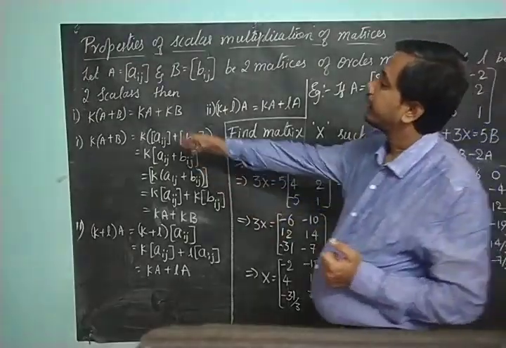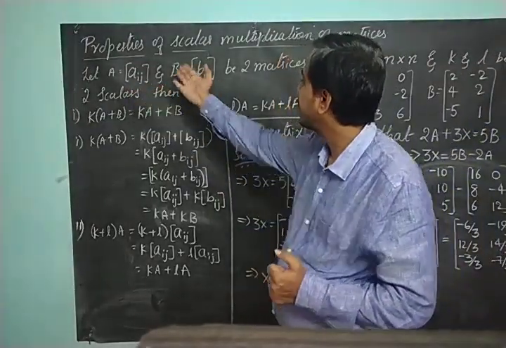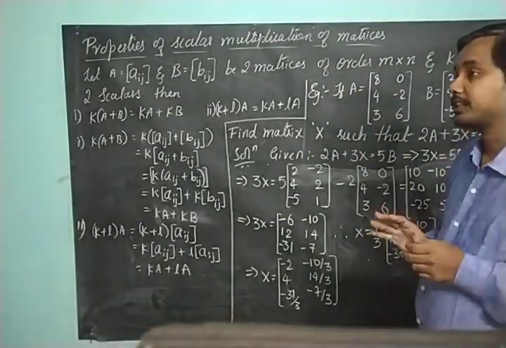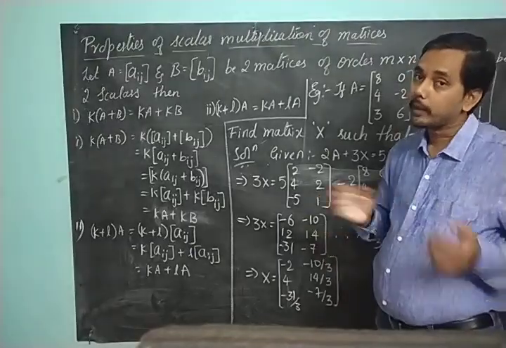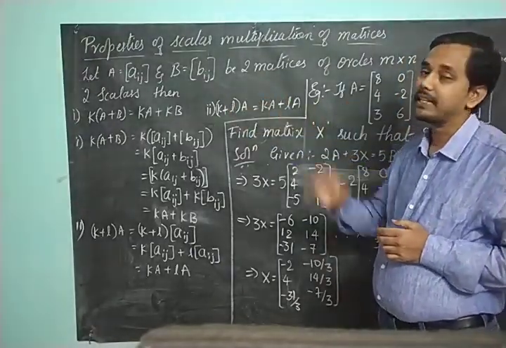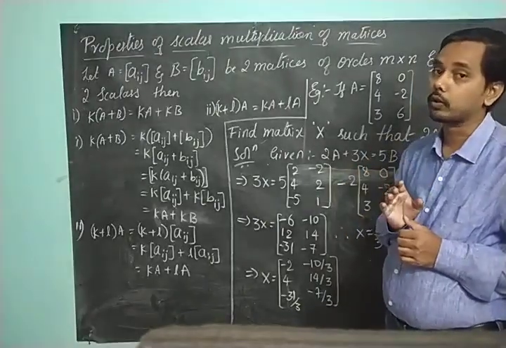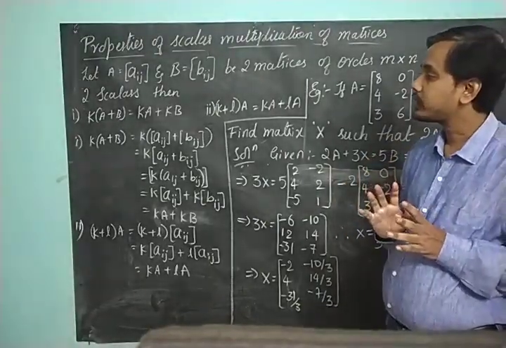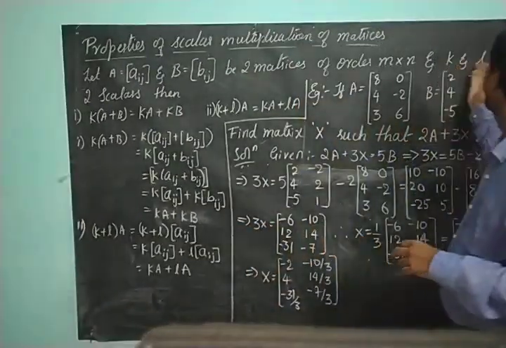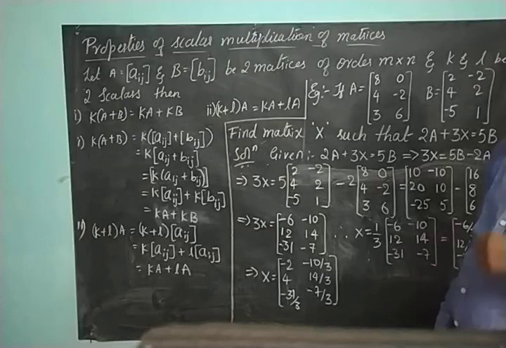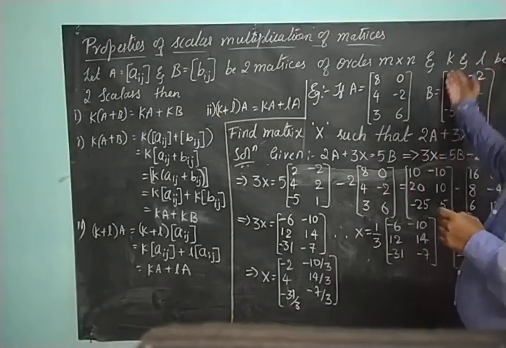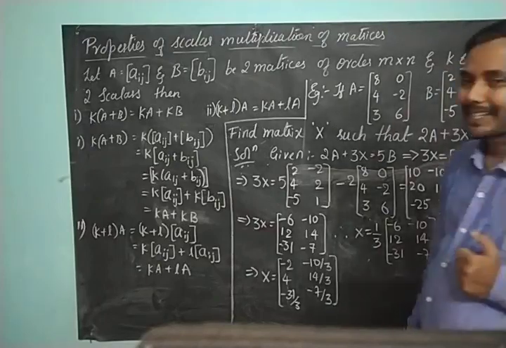If Aij and Bij are matrices A and B of order m cross n, the condition should be that both matrices are of the same order. Both are of order m cross n. And K and L are two scalars. What is a scalar? Any constant, any number, right? So we are assuming K and L to be scalars.